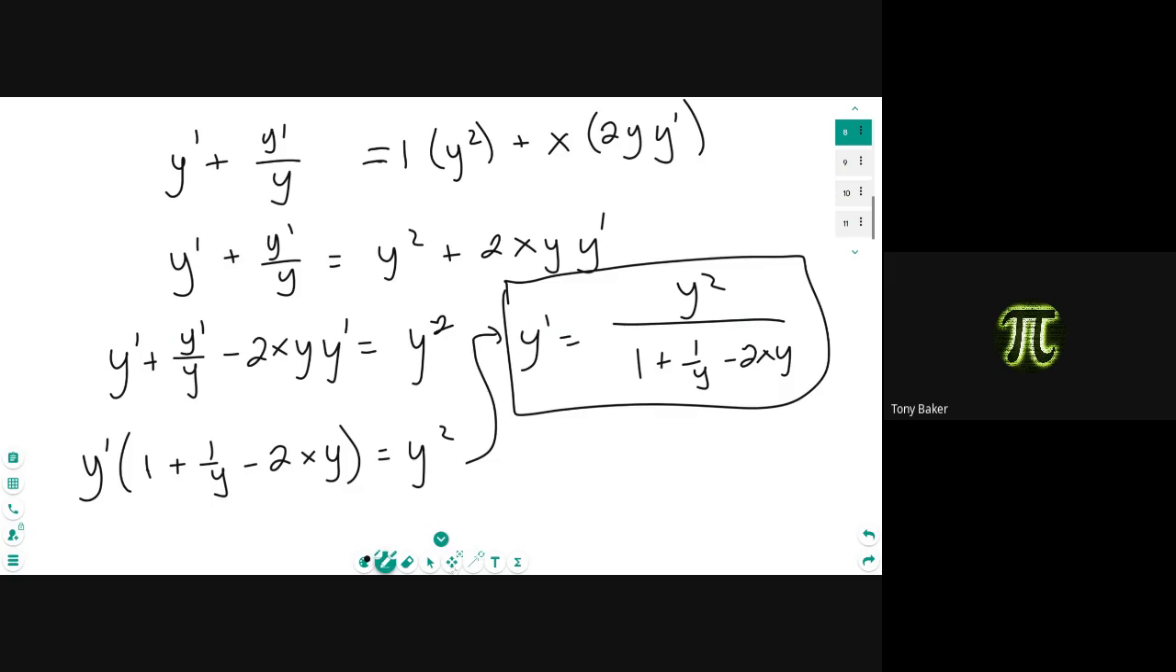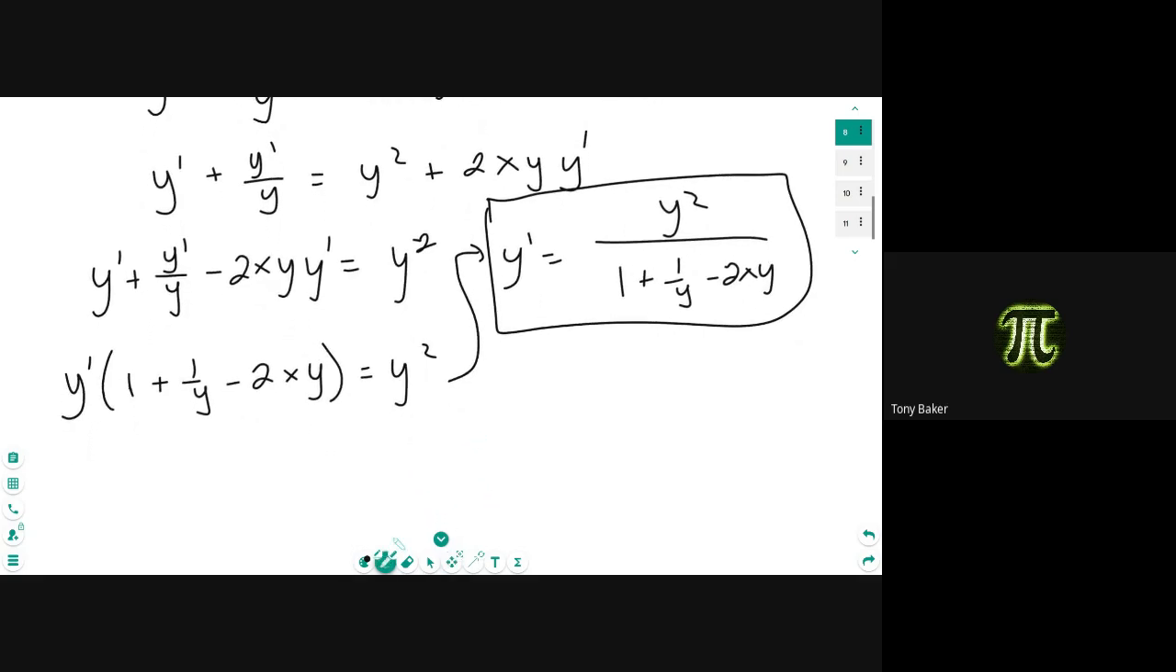And if for some strange reason you really hate the double fraction there, you can multiply the top and the bottom by y, and we'll get rid of that fraction. So it becomes y to the third over y plus 1 minus 2x y squared. No more fraction.